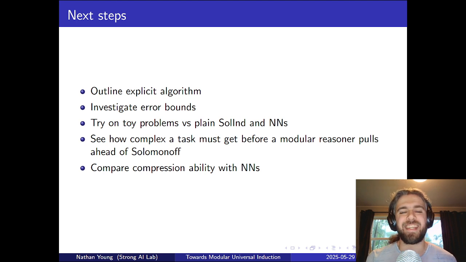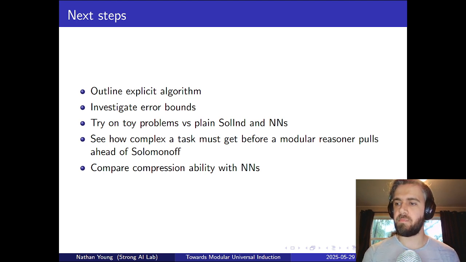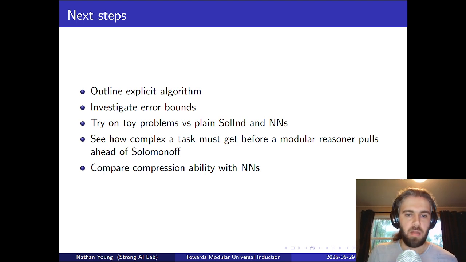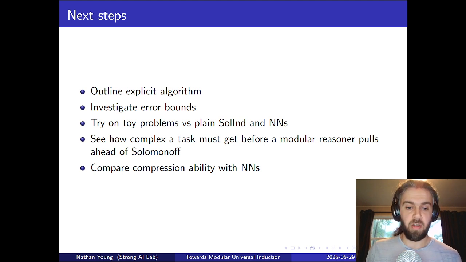See how complex a task needs to get before a modular reasoner pulls ahead of Solomonoff. I think it would need to have some amount of regularity. So it would need to be at least a little bit complex before it can find commonalities between the parts of the strings that it's already seen. Then, as well as investigating the error bounds compared to Solomonoff induction, compare its ability to compress those representations with neural networks' ability to do that.